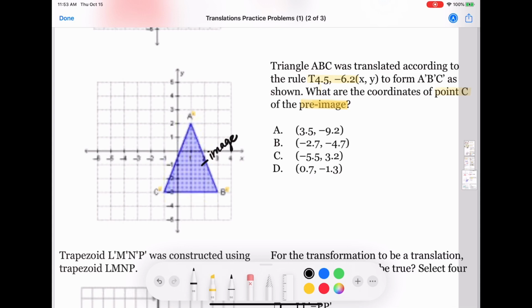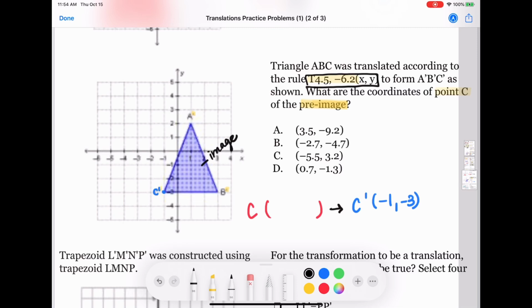So in order to do this, we would identify the coordinates of C prime. C prime is located at (-1, -3). What we're going to do is identify what our C was originally before our translation. We have been given our translation rule of what took place from the pre-image to the image, and so in order to find the coordinates of our pre-image, we must work backwards.